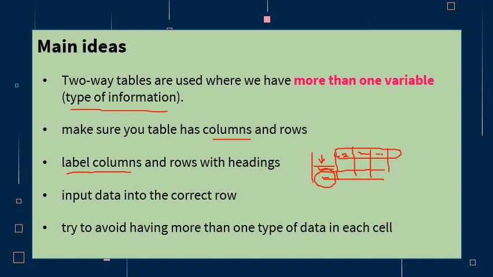And lastly, one thing I didn't really look at was try to avoid having more than one type of data in each cell. So that's in each box. You don't want to be mixing data. You really just want to have one number in there. You could have a number and a percentage, but it does make it a little bit trickier to read. It's probably better to have two separate tables for that. So really just try to make sure that there's only one type of number or value in each of those cells, and you should be good to go.